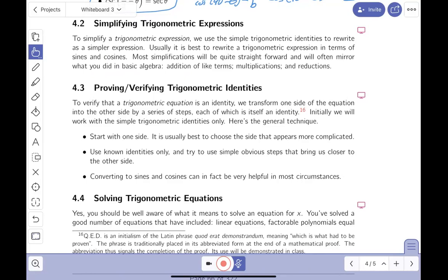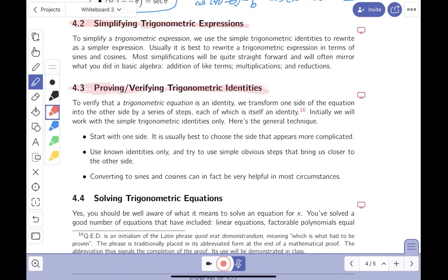Addition of like terms, multiplications, and reductions, just like you did in algebra. All right, let's go over proving identities. A little confusing, but again, we'll go through examples. And we just did the simplification part. We talked about it. I'm not saying we did examples. Now we're doing this thing over here.